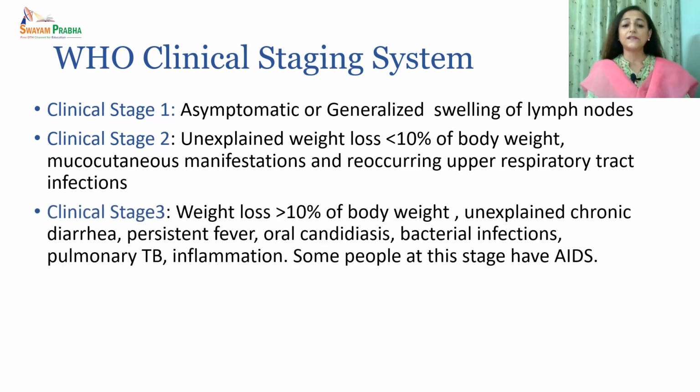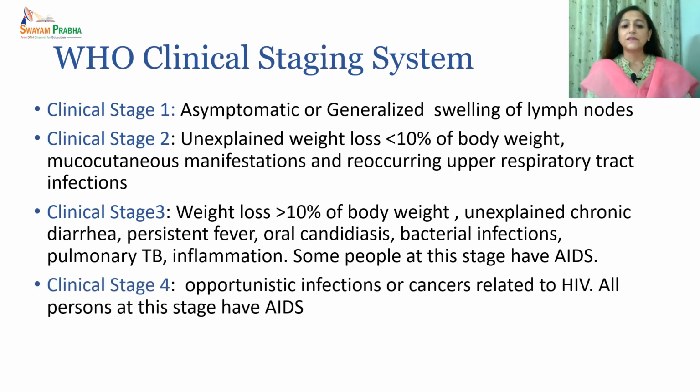And then the third stage is when the weight loss is more than 10% of body weight, with unexplained chronic diarrhea, unexplained persistent fever, or oral candidiasis, that is a fungal infection, then severe bacterial infections, pulmonary TB, and acute necrotizing inflammation in the mouth, or some people at this stage will have AIDS also. So the last stage is clinical stage 4, where opportunistic infections or cancers related to HIV can be seen, and this stage pertains to all the people who have fully established AIDS.